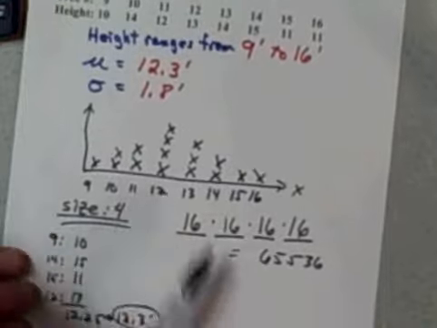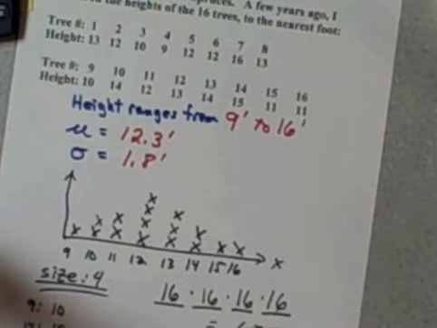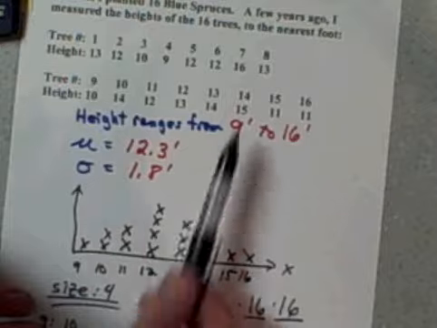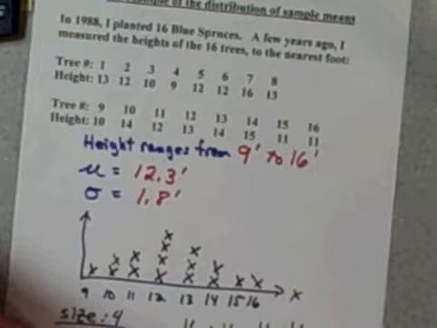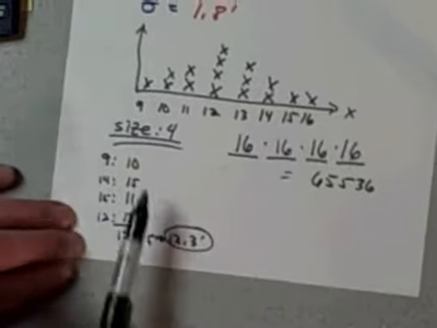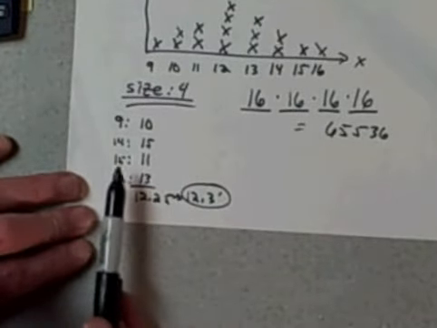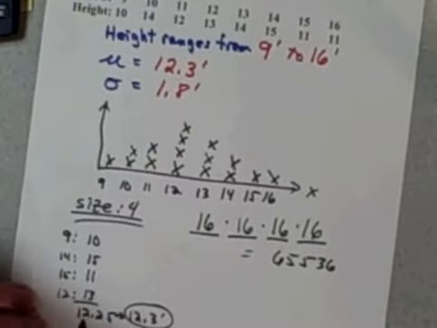For example, is it likely that I'm going to get a sample of 4 that comes out to be an average of 16 feet? Well, the only way that's going to happen is if I would draw tree number 7 four times. You get 16, 16, 16, 16. That's going to average 16. That's not going to happen. That's not likely. So would you agree that if I took more samples, I would expect some of them to be shorter and some to be taller, but overall, the average is going to probably come out to be pretty close to my average here.